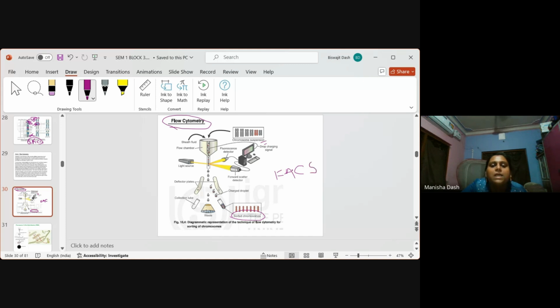As you can see here, one of the chromosomes is labeled with a fluorescent dye. I hope everyone understands what is meant by fluorescence. Fluorescence means a particular color. So one of the chromosomes is stained with a fluorescence dye. Now, when it is put in that machine, the flow chamber, there is a light source which will help in emission of the fluorescence from this particular chromosome.